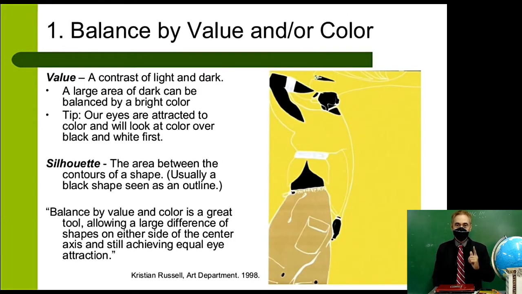Balance by value or color. Value is a contrast of light and dark. A large area of dark can be balanced by a bright color. Tip: our eyes are attracted to color, and we look at color over black and white first. Silhouette is the area between the contours of a shape, usually a black shape, seen as an outline. Balance by value or color is a great tool, allowing a large difference of shapes on either side of the center axis while still achieving equal eye attraction.